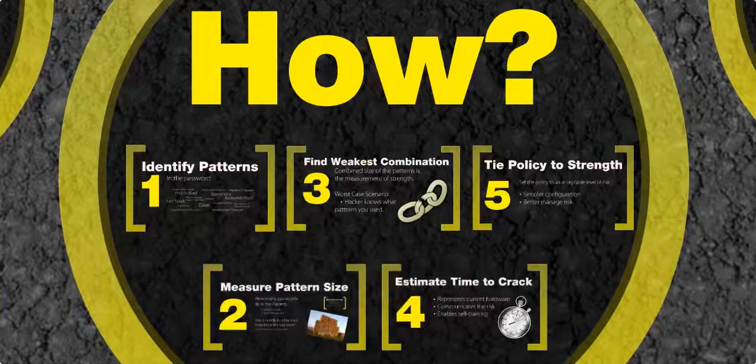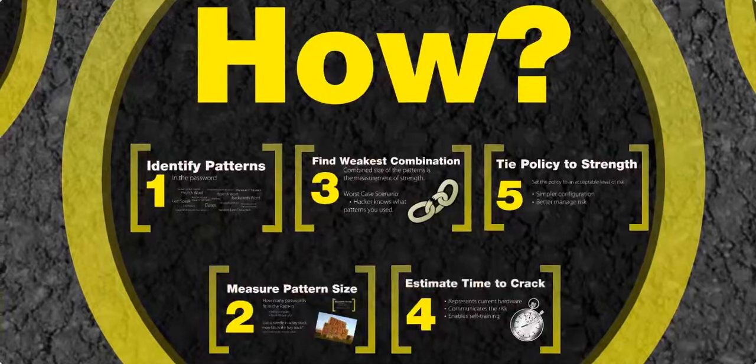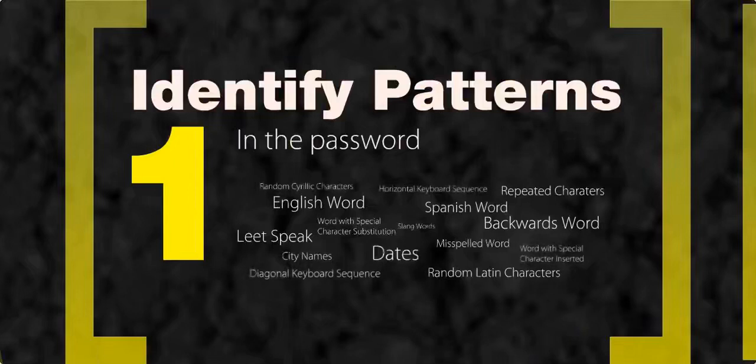And then finally, we tie that strength to your password policy. So in more detail, you identify the patterns, and we have a whole bunch of really cool pattern matchers, and we keep getting better as we go along. Different dictionary words. We look for dates. We look for leet speak. So if you've got leet speak substitution in there, it'll pick up on that.